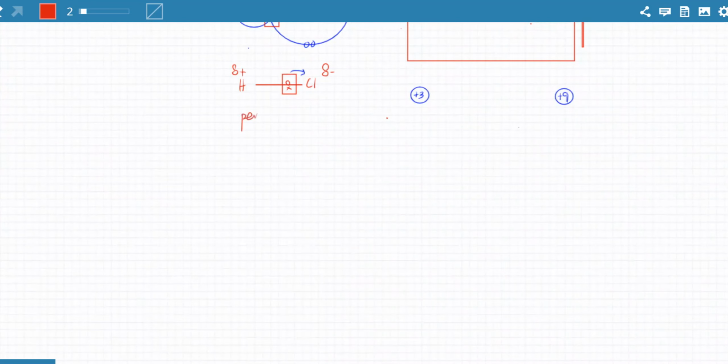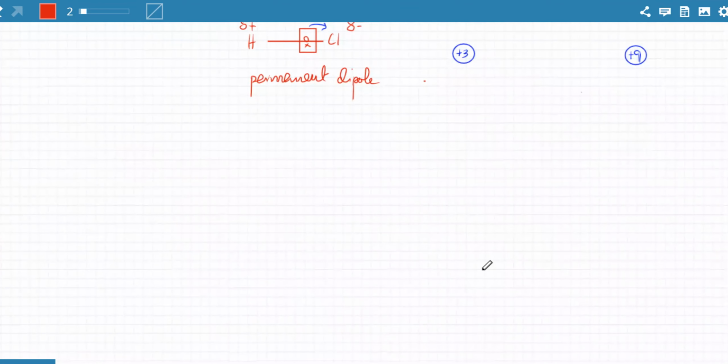So what happens is that the electrons are closer to Cl, and the end result is that it's going to be polar. This is called a permanent dipole, right? Is this clear? Yes, sir. So that's your permanent dipole.